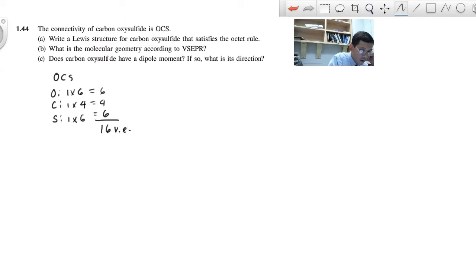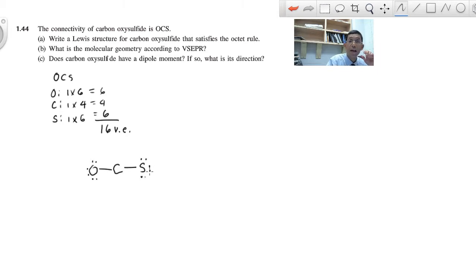16 valence electrons. Okay, so we start with the middle central atom, carbon, then single bond sulfur, and then single bond oxygen. Next, we complete the octets, starting with the outside atoms, and then the last one would be the central. So let's start with oxygen: 2, 4, 6, and sulfur: 2, 4, 6. So we have 8 around sulfur, we have 8 around oxygen.